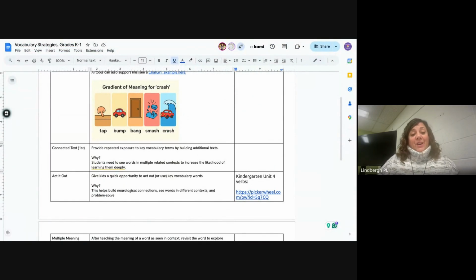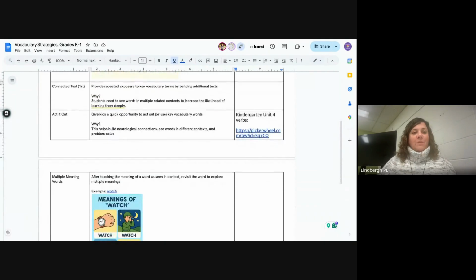We talked with first grade about connected text. I had School AI make a text for kids to read that was mostly decodable, but also included vocabulary words. Knowing where kindergartners are developmentally, that would definitely not be appropriate. They do not have the reading skills to read most of the words that you're doing for vocabulary. So that suggestion lives out there if you have kids who are higher achievers in reading and you want to kind of push them. But for kindergarten, I would go more the direction of an act it out.